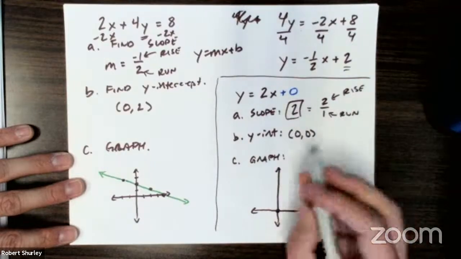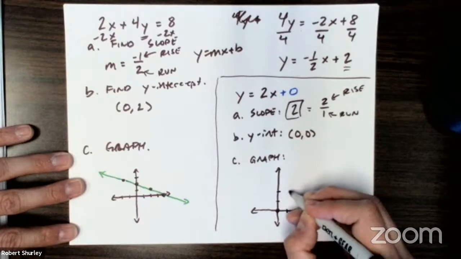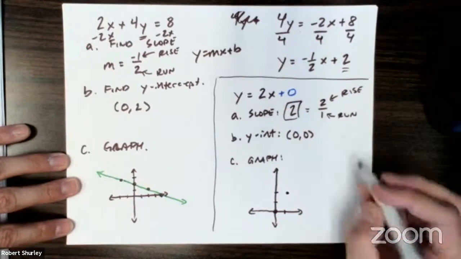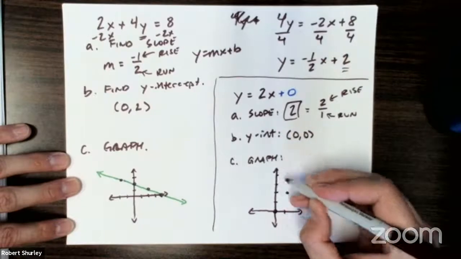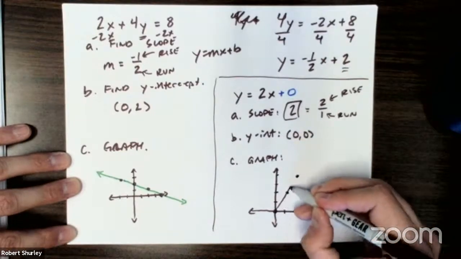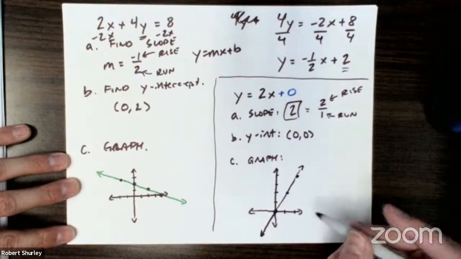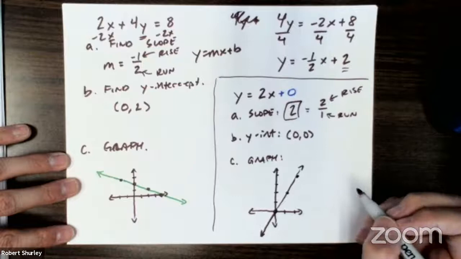And now I'm going to rise 2 and run 1. I go up 2 and over 1, and I've got another coordinate on my line. Now I'll do that again, up 2, over 1. I've got another coordinate on the line, and boom, there's my line, okay? y equals 2x.